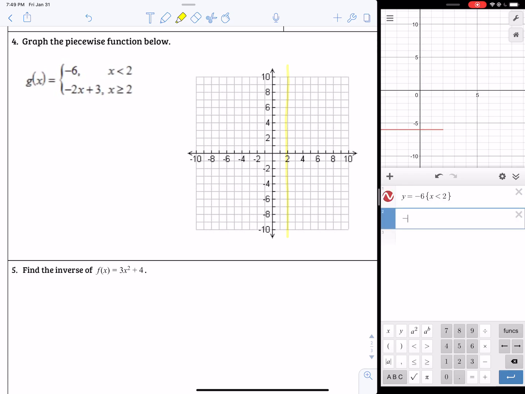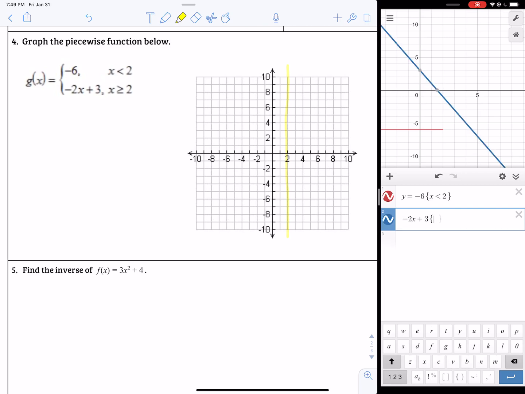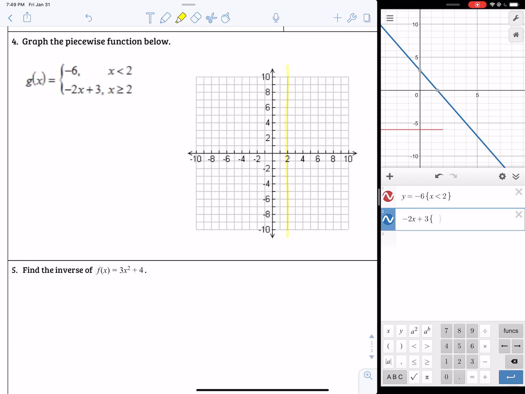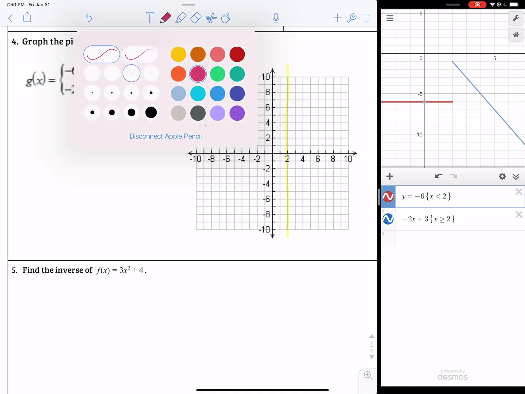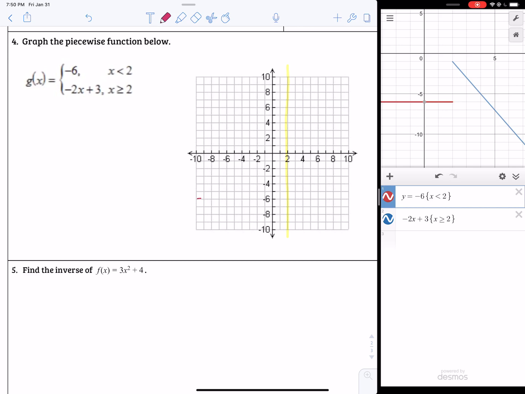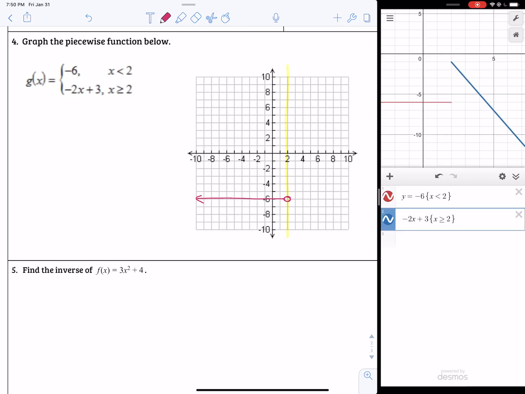And then negative 2x plus 3. That one has a variable with it, so you don't have to put any other like y equals, but you can. And then x is greater than or equal to 2. So they line up at the fence. We can see that this one is open at the fence and is just located at negative 6. So I'm going to transfer that to my graph. So at negative 6, I come over to the fence and I put an open circle, just like it looks in Desmos.